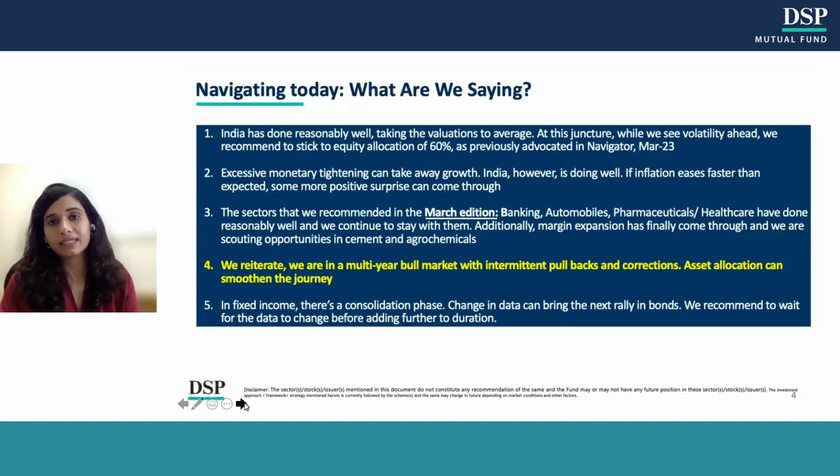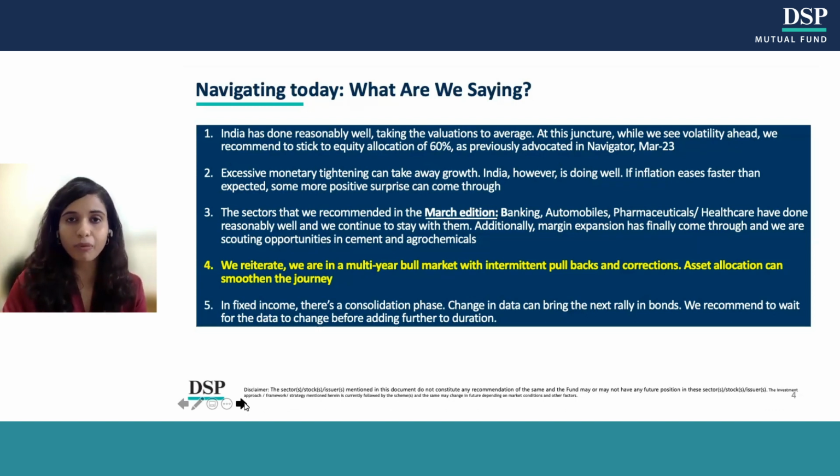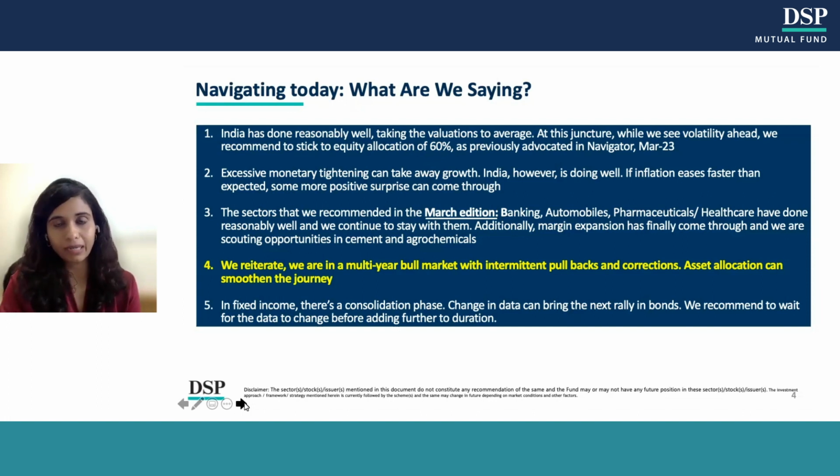The second point that we make here is that excessive monetary policy hikes that we have seen will affect and hurt growth, and therefore markets will reward growth. India appears to be a very sweet spot at this point in the global picture because our growth has been resilient. And if inflation does come down very, very fast, which is our expectation, then our growth will be helped further. The number 3 point that we make here is that in the March edition, we've talked about banking, automobiles, pharmaceuticals, healthcare looking good. We are still sticking to it. But there is a theme of margin expansion about which we'll talk later in this presentation. And because of the theme of margin expansion, we are scouting fresh opportunities in cement and agrochemicals as well.